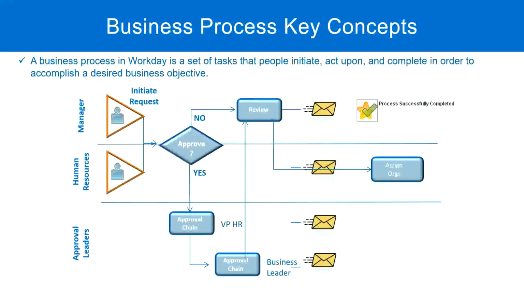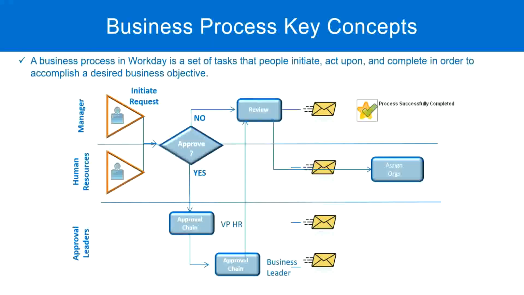To whom? It goes to some higher up leaders. Like for approval chain, it goes to VPHR. And then it also goes to the business leader. After the business leader finishes the approval, or they approve, it goes back to review. And then we do the assigned organizations. And done. Correct. So after the assigned organizations is done, we say the process is successfully completed.